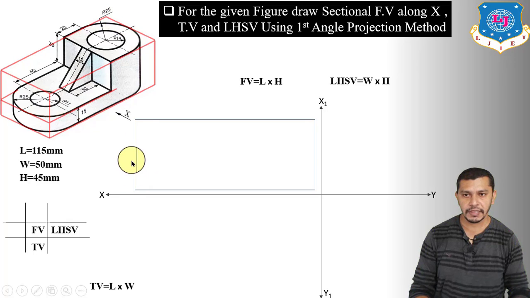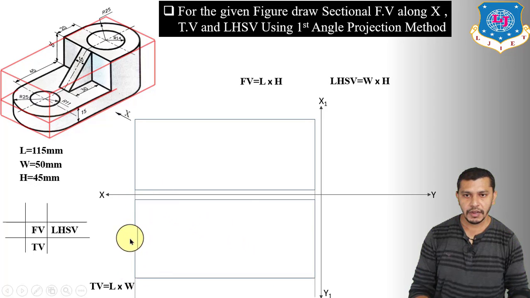So first of all project the length from the front view. Now measure the width vertically and draw the rectangle showing the top view of the cuboid having length 115 mm and width 50 mm. Now we have to draw the left hand side view of the cuboid.